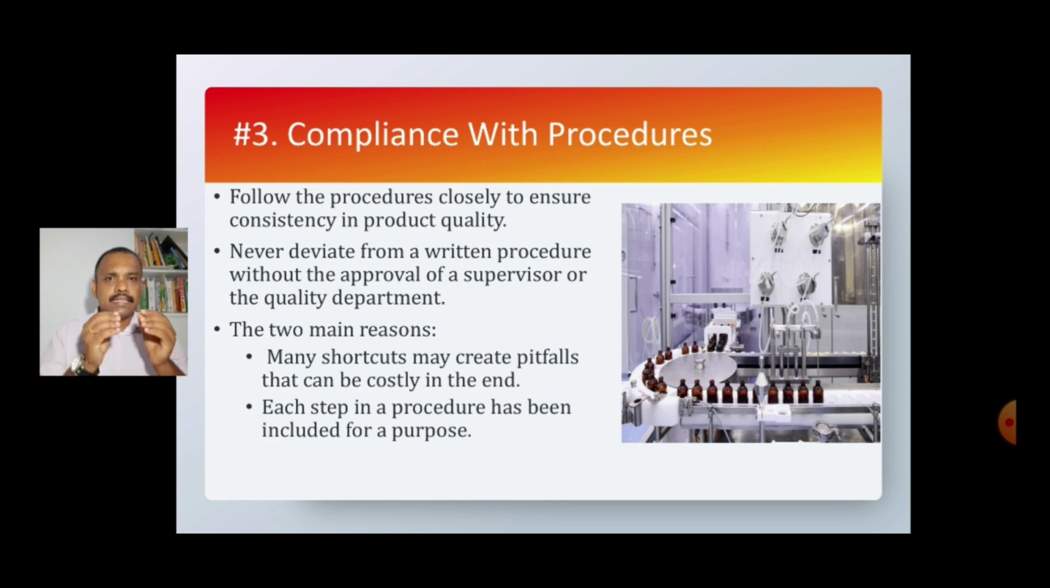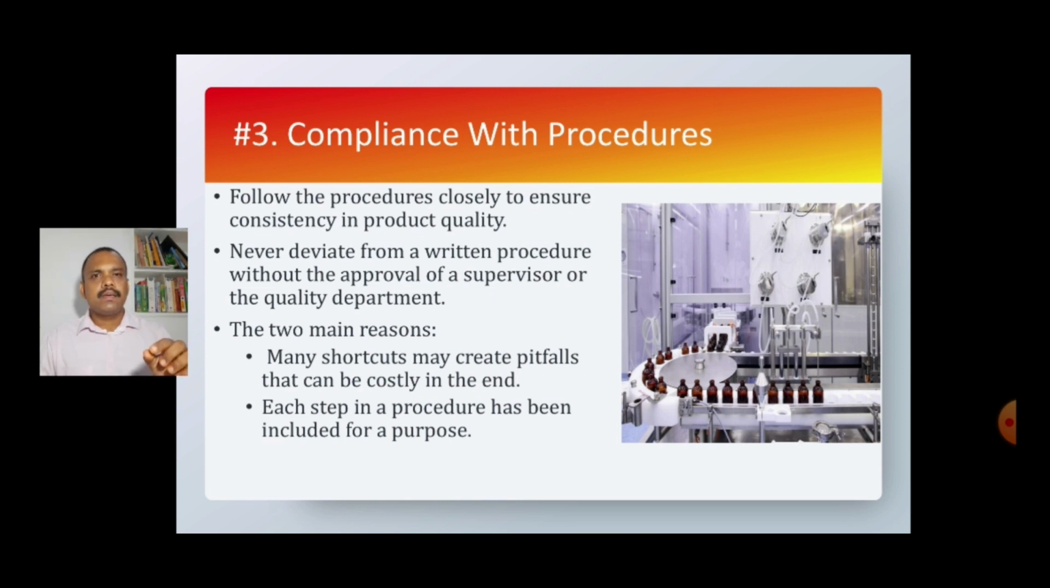If any suggestions for improvement are there, then discuss with the team members and implement those suggestions only after getting the approval. There are 2 reasons why we say that we need compliance with the procedure. Many shortcuts may create pitfalls that can be costly in the end. Each step in the procedure has been included for a specific purpose and reason. So by creating a shortcut, by avoiding any one step, what will end up is you will be getting a product with improper specification and quality standard. So that is why the third principle is more important.